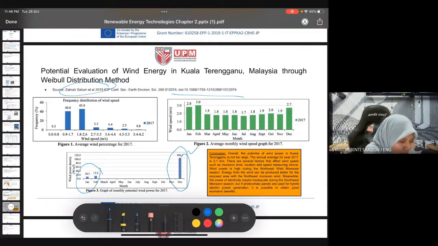But if photovoltaic panels are used for hybrid electric power generation, again, it suggests installing another type of energy source, which is photovoltaic solar panels. Used for hybrid electric power generation, it is possible to obtain good economic benefit. So if you use wind energy alongside another type of renewable energy, maybe it can benefit.